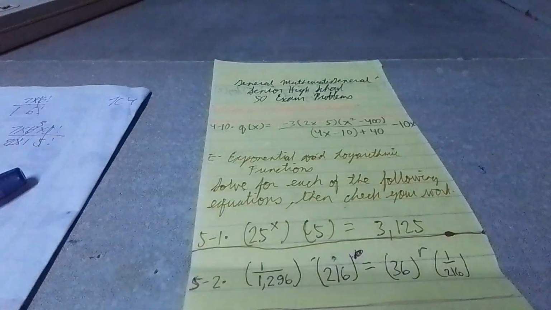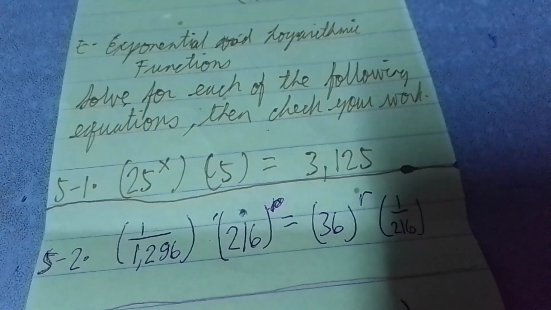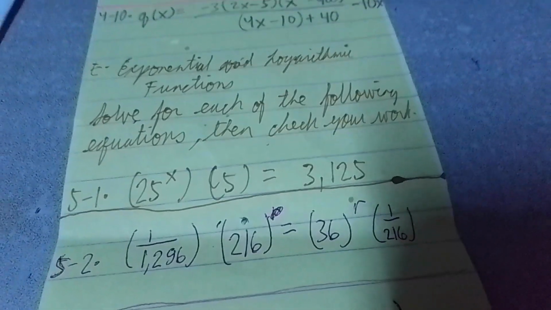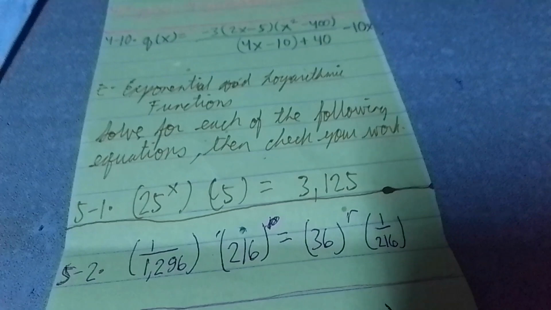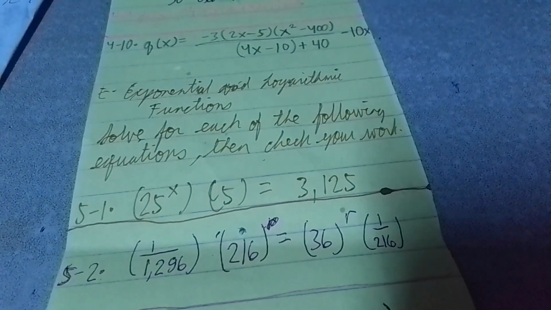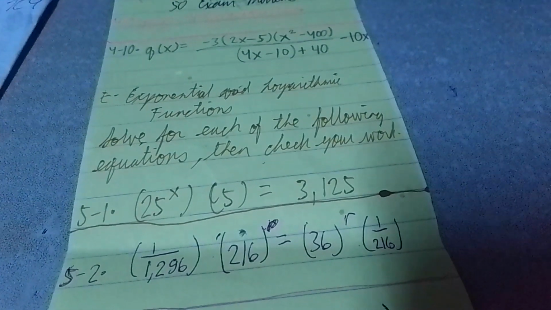So just what I said, remember sa number 1, we have 25 raised to the x power times 5 is equivalent to 3,125. If you look at this problem, remember this implies the application of the laws of exponents and solving for algebraic equations. So when you solve exponential equations, what do you do? First, madali lang yung step. Your first goal is to make sure that all the bases are equal. Remember, in exponential equations, you have to ensure that all bases are equal.